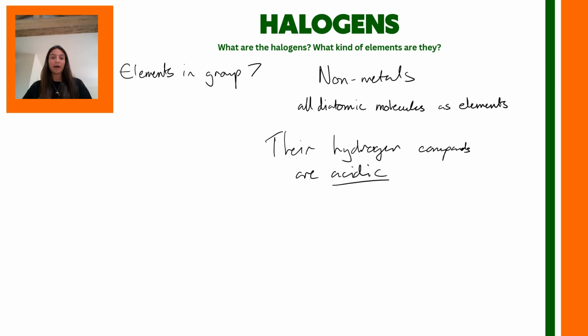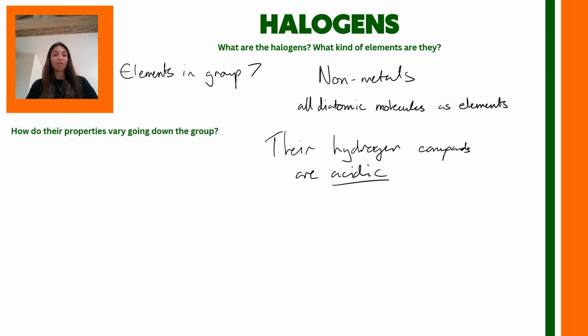The hydrogen compounds are acidic, so let's take, for example, hydrogen chloride. So hydrogen, a positive ion, and chloride, a negative ion, when they join together, and then if we put them into water, you get hydrochloric acid, okay, as those hydrogen ions dissociate. And it's the same for other halogens' hydrogen compounds, they're acidic as well.